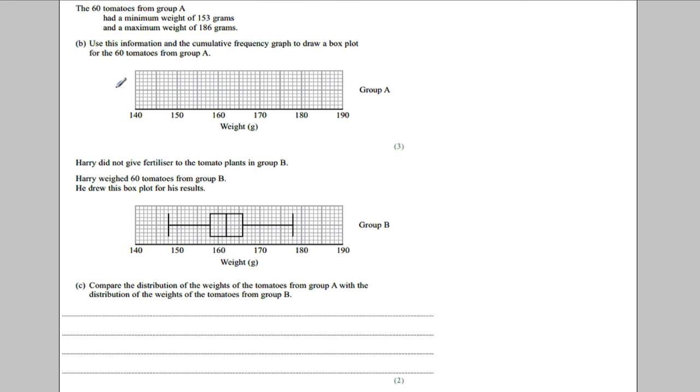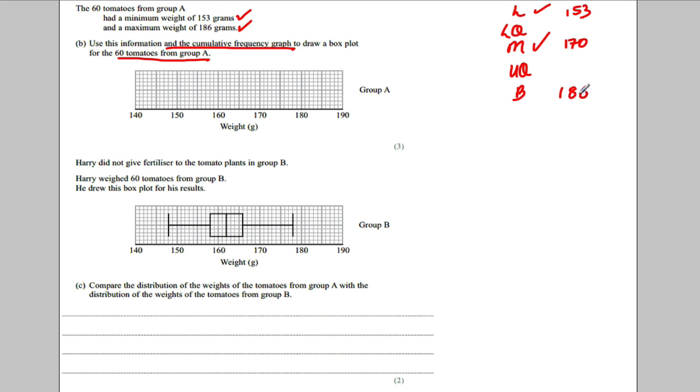Okay, next part. It says the 60 tomatoes in Group A have a minimum of 153 and maximum of 186. Use the information and the cumulative frequency graph to draw the box plot for Group A. Okay, the box plot, what do we need? Well, we need the smallest. They gave us the minimum. We need the lower quartile. We don't have that. We need the median. We worked that out in part A. So we have the median. The smallest is 153. The median is 170. The upper quartile we don't have. But the biggest, i.e. the maximum, is 186. And we do have. So we need to work out the lower quartile and the upper.